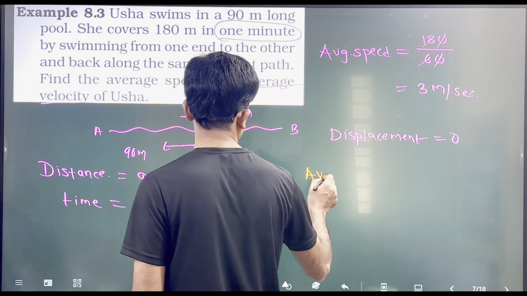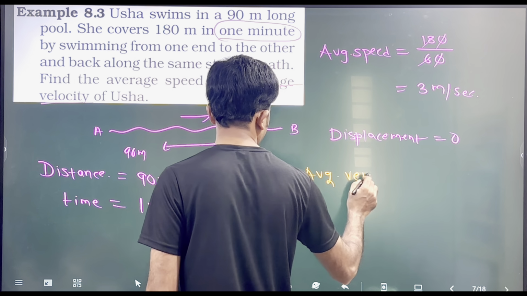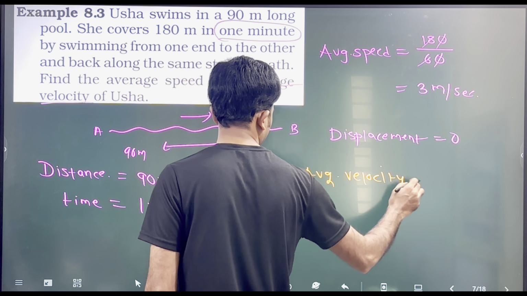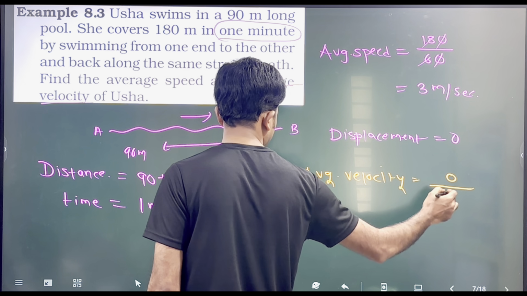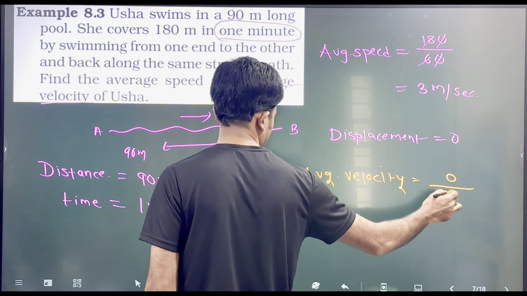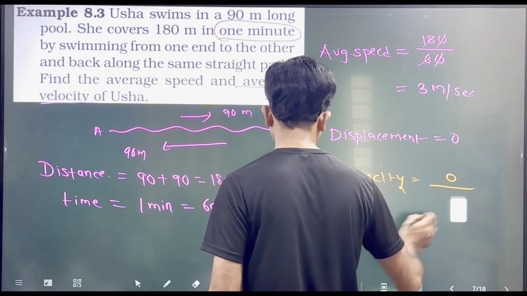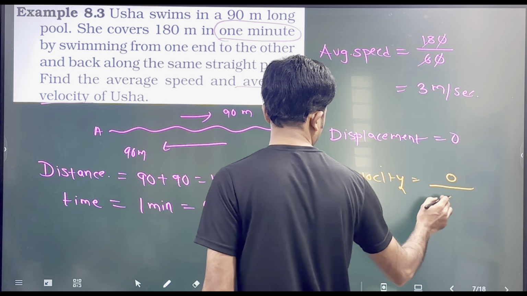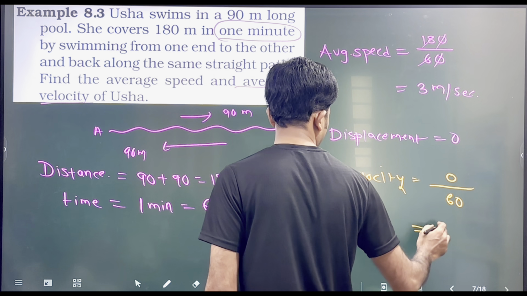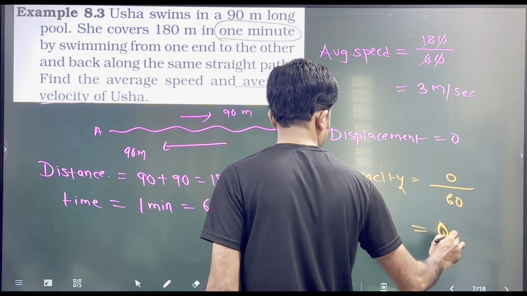Then find out the average velocity. How will you find the average velocity? The average velocity formula is total displacement by total time. So displacement is 0, time is 60 seconds. So 0 by 60 is how much? 0 only. Then the average velocity you will get here is 0.